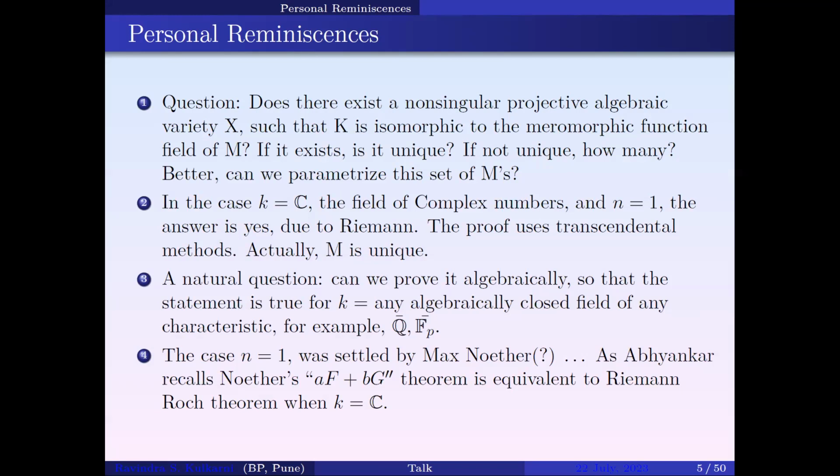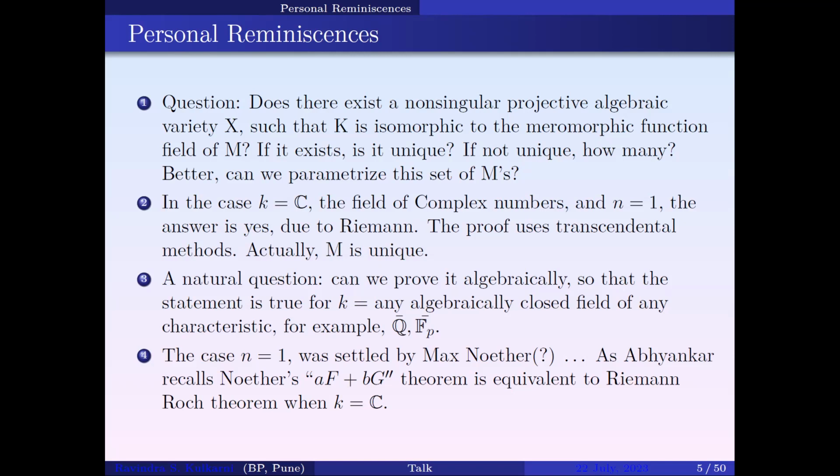In case k equals the complex numbers and n equals 1, so the transcendence degree is 1, the answer is yes, and that is due to Riemann, not directly in this form, but in some convoluted way, Riemann had all the ideas there. The proof uses, of course, transcendental methods, and the object that we get finally will be a complex projective curve, and that will be an algebraic curve. And that is actually unique, and that is a compact Riemann surface of genus g. When you say surface, that is over the reals. It's two real dimensional, and it's one complex dimensional. And it has no singularities, it's non-singular as an algebraic curve, as well as a manifold.